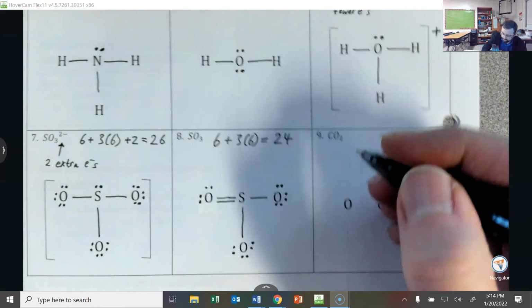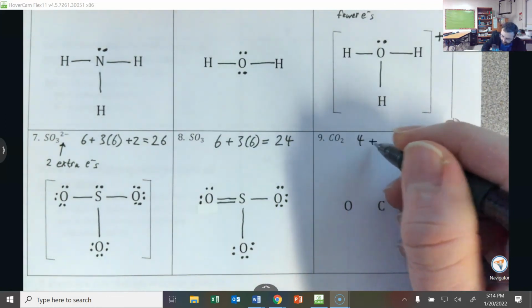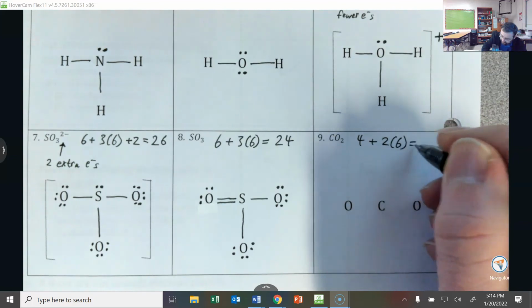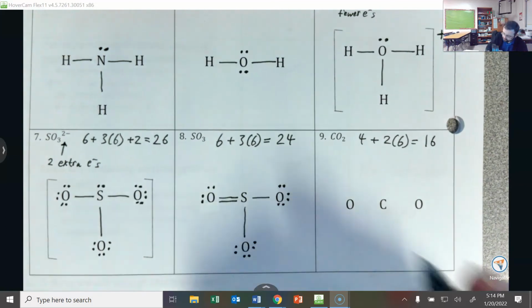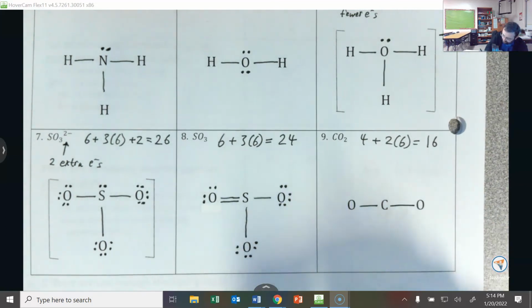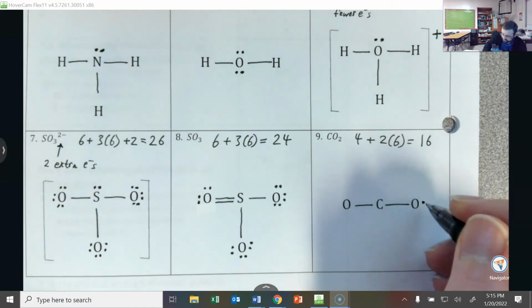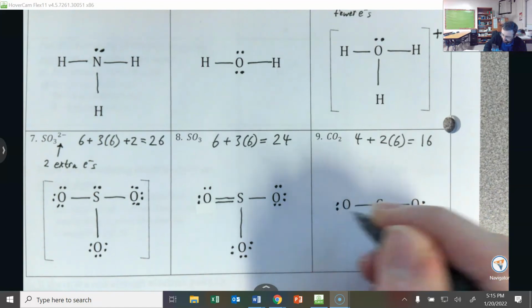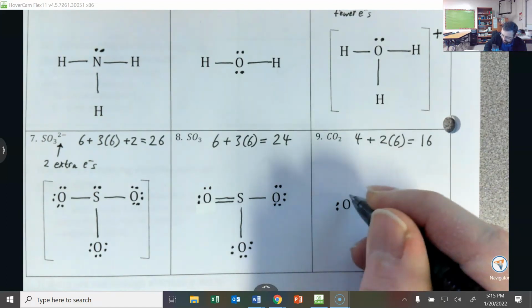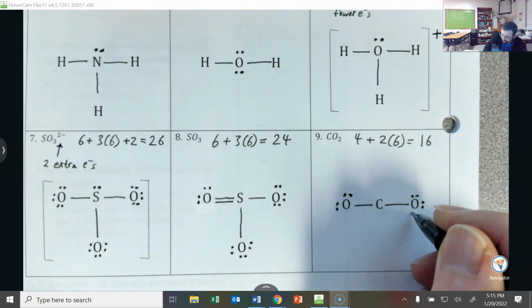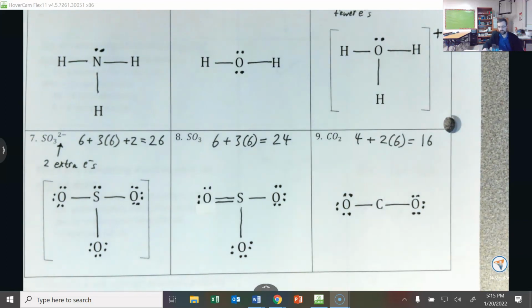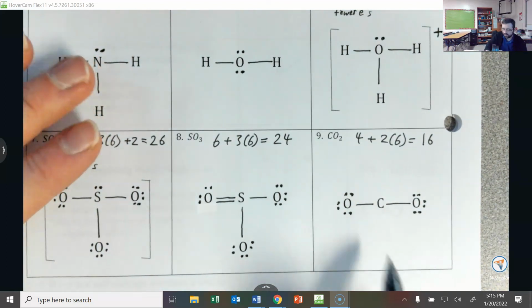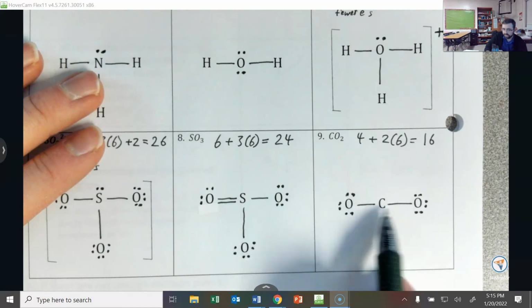Then finally CO2: 4 plus 2 times 6, that's 12 plus 4, 16. 2, 4, to make our skeleton, 6, 8, 10, 12, 14, 16. I ran out. Oxygen is happy on the outside, but carbon is not. It only has 4 electrons.